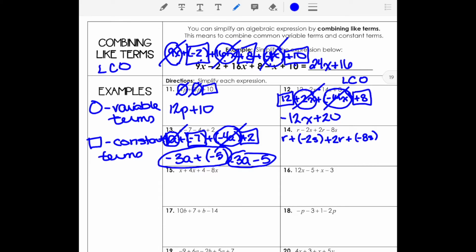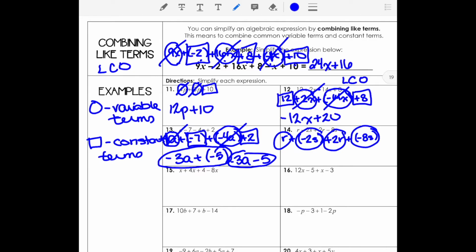And now I'm going to circle my variable terms. I have r, I have negative 2 times s, I have positive 2 times r, and I have negative 8 times s. Now the point of this lesson is that we're combining like terms. All of these terms are not like because they don't have the same variable. So I need to combine the terms that have the same variables. So I'm not going to combine a variable r and a variable s. I have to combine r's together and s's together.